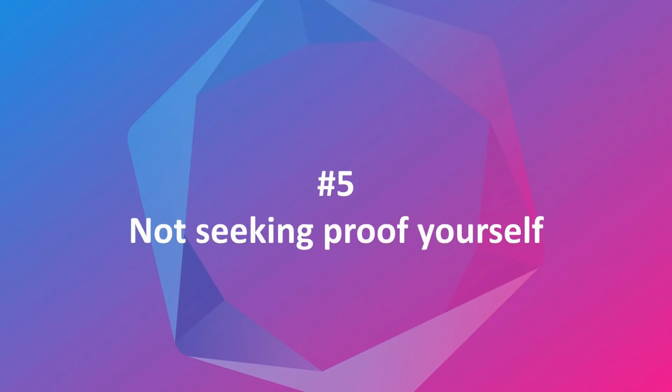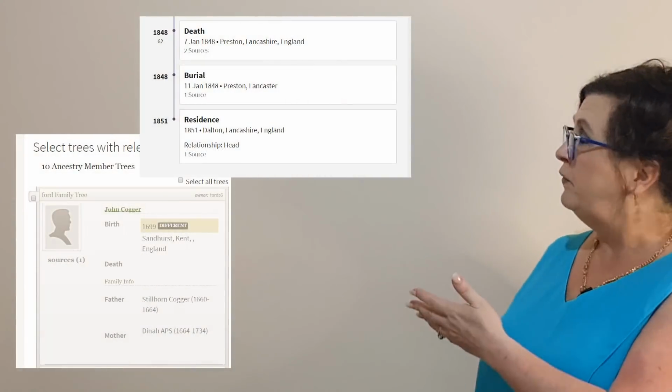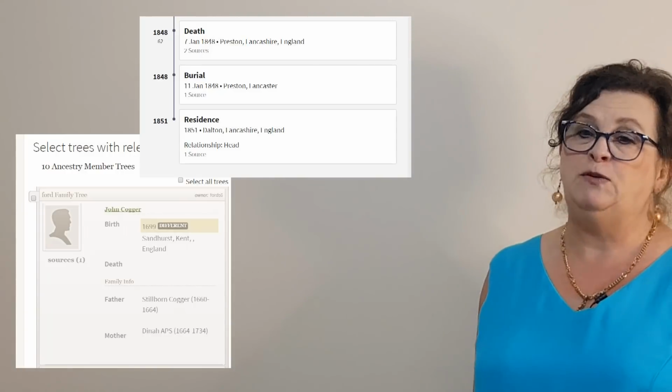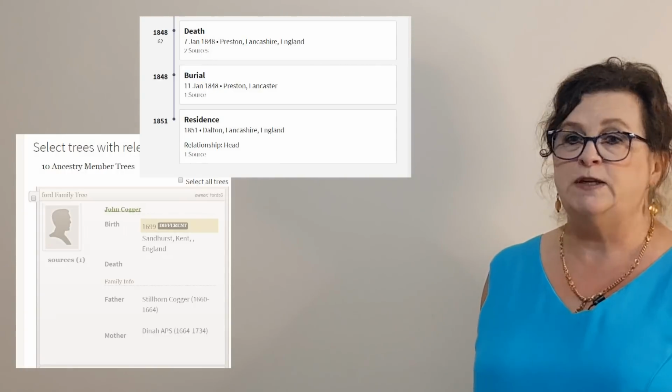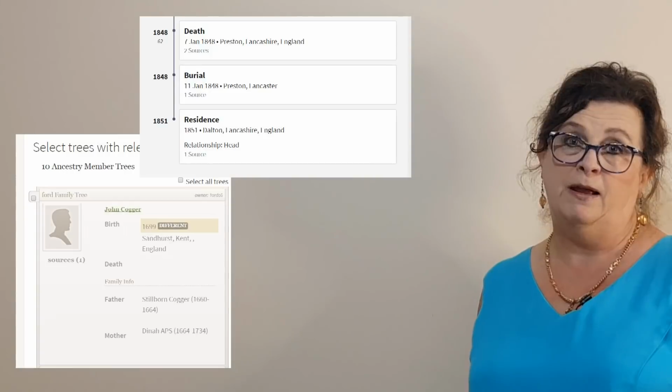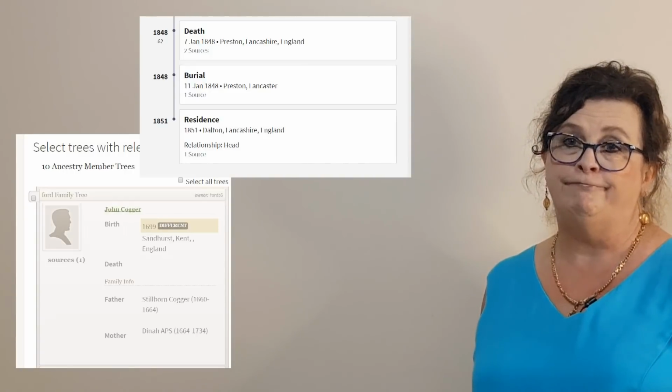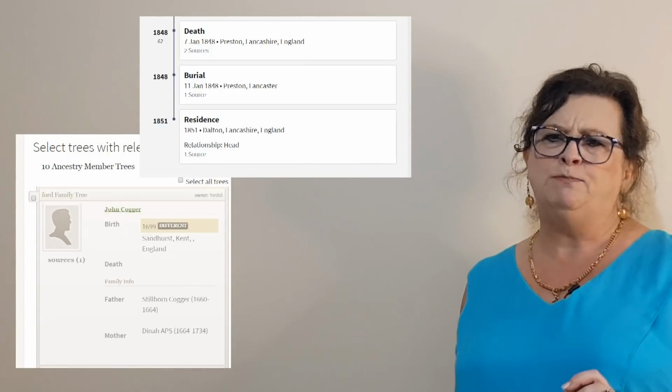Not seeking proof yourself. We all know the dangers of blindly accepting the work of others or accepting those Ancestry shaky leaf hints without first checking the facts yourself. Look at these examples of a person who appeared in the 1851 census having died in 1848 and a stillborn baby fathering children. But it's okay to trust published books, right?